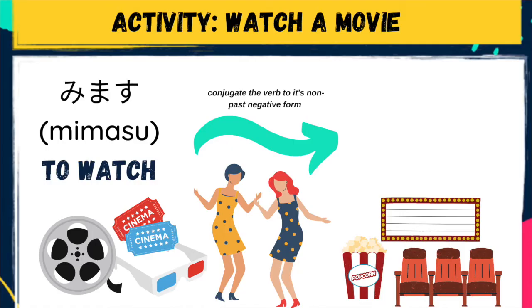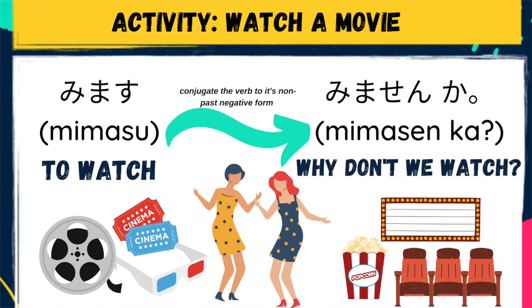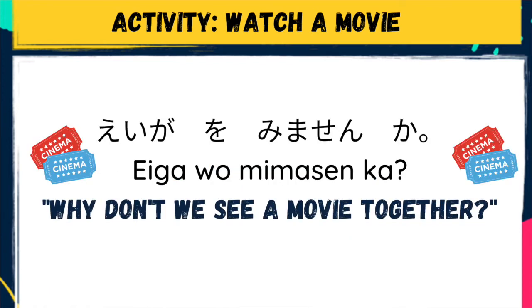So again, let's try to form the invitational phrase using masen ka. So let's try to conjugate the verb mimasu to its non-past negative form. Mimasu would become mimasen. Plus, add the particle ka at the end. So, mimasen ka. Now, let's try to complete the sentence. Eiga wo mimasen ka? Why don't we watch a movie?